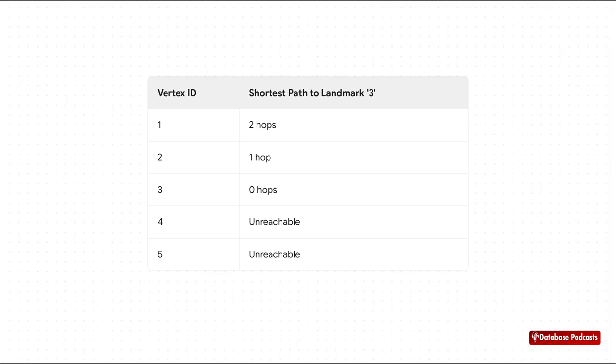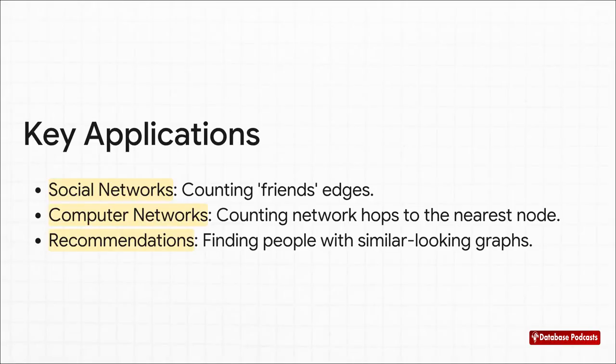And look at the output you get. It's just this beautifully simple map. Let's say our destination, our landmark, is vertex number 3. Well, the path to itself is, of course, 0 hops. We can see here that vertex 2 is a direct connection, so that's 1 hop away. And vertex 1, it looks like it has to go through vertex 2 to get there, so that's 2 hops. But what about vertices 4 and 5? Well, in this graph, they're like a separate island, completely disconnected, and the algorithm figures that out perfectly, telling us they're unreachable.